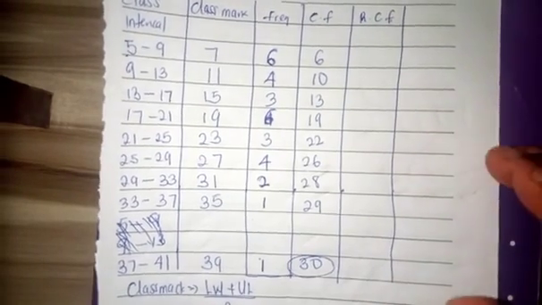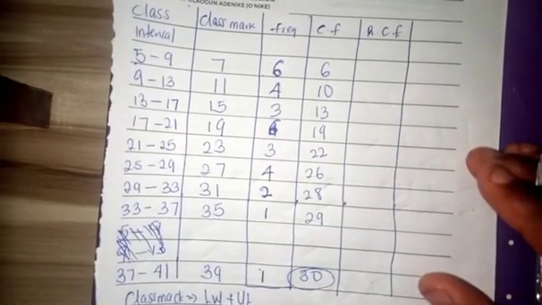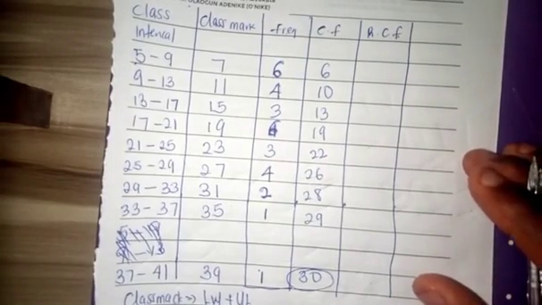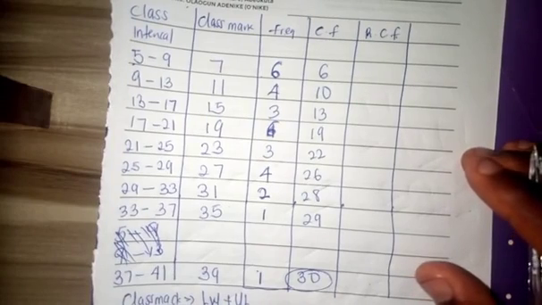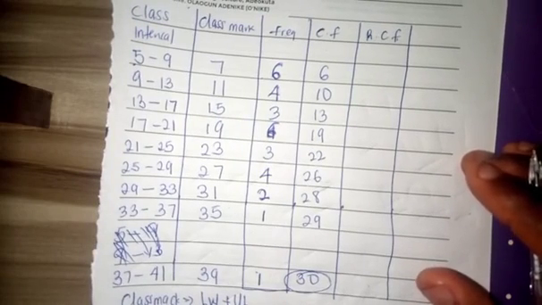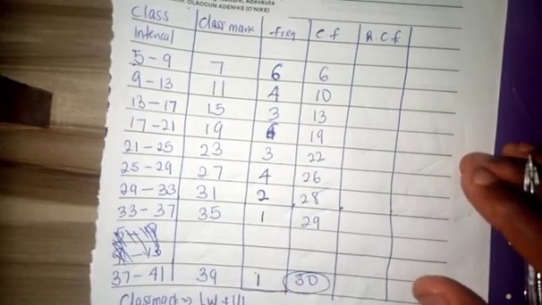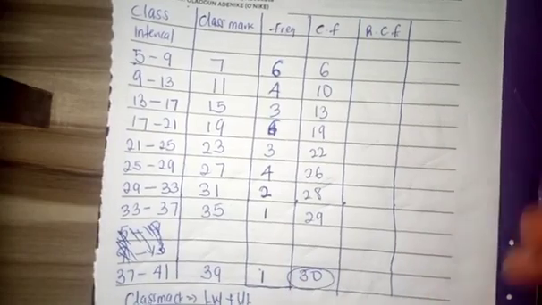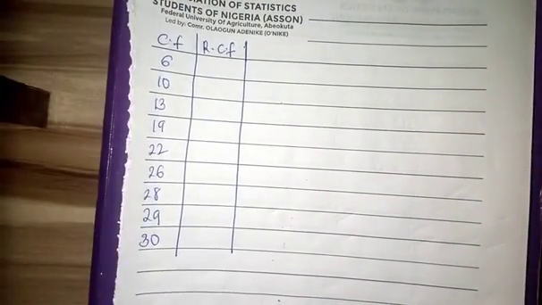Now, you want to calculate the relative cumulative frequency. Please, if you have not watched the first video, try to do so before going into this. Relative cumulative frequency is very simple. So now we want to calculate the what? Relative cumulative frequency. Don't forget that the total number of our frequency is what?